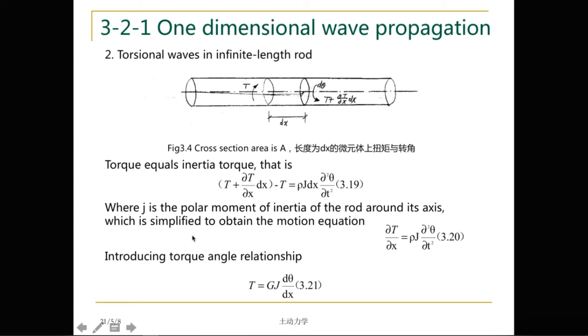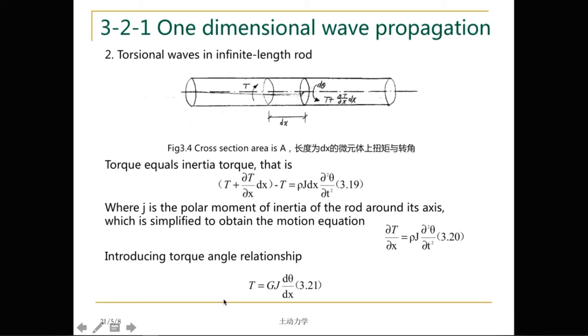And here, there's a J. J is the polar moment of inertia of the rod around its axis. Equation 3.19 is simplified to obtain the motion equation 3.20: dT over dx equal to rho times J d squared theta over dt squared.